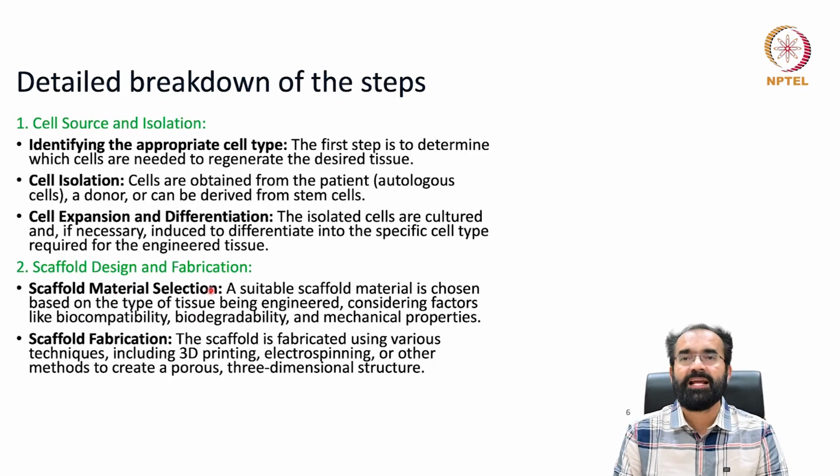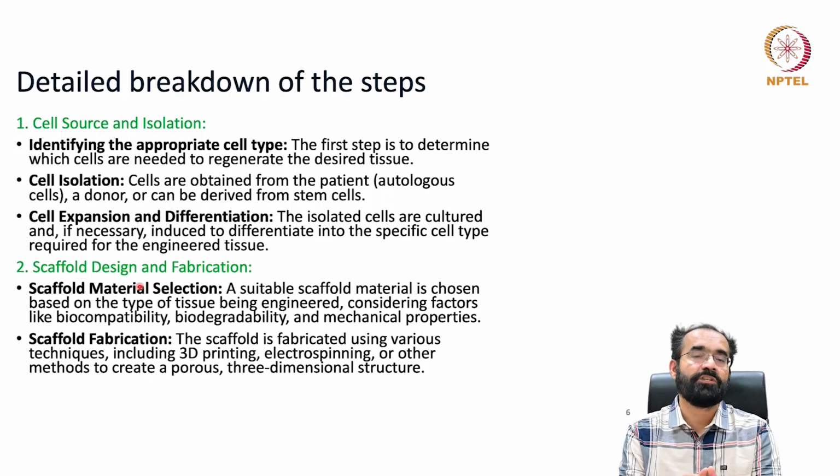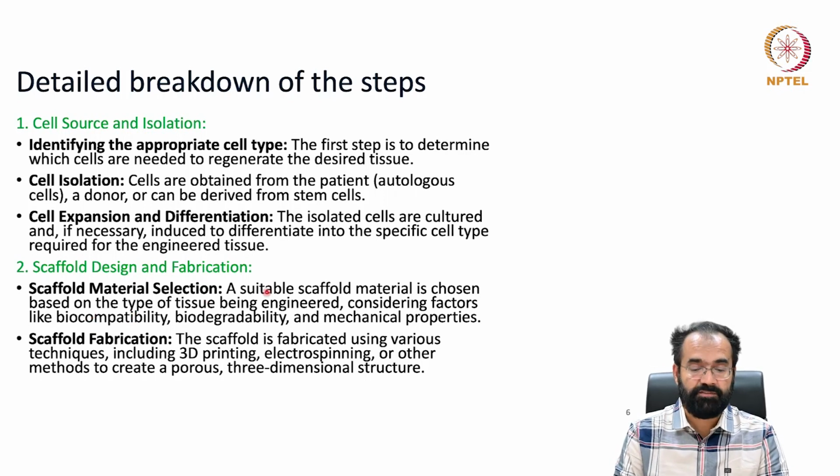And scaffold design and fabrication. So next part is, okay, I have isolated the cells, I know how to differentiate, everything is there, but now I want a particular shaped cell because that is what I am using for transplanting. Then you need to have a particular shaped scaffold on which you will colonize these cells. Scaffold material selection is very important. A suitable scaffold material is chosen based on the type of tissue being engineered, considering factors like biocompatibility, biodegradability, and mechanical properties. All these things come into picture.